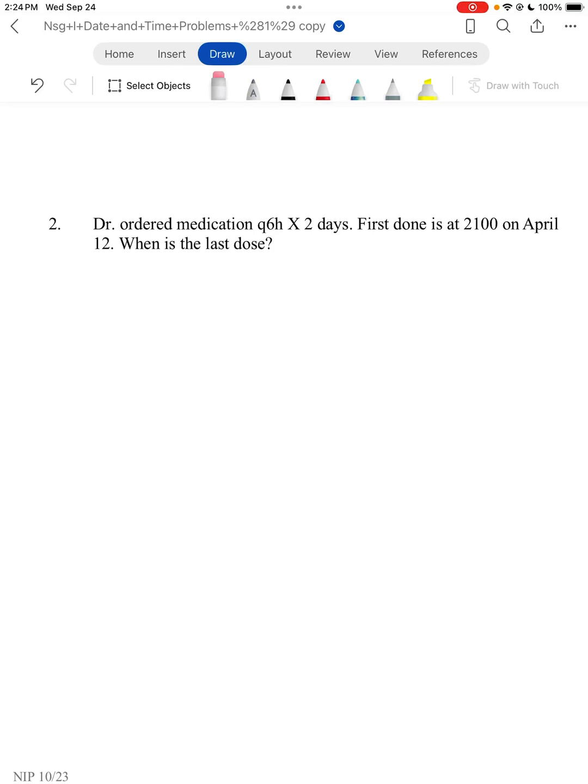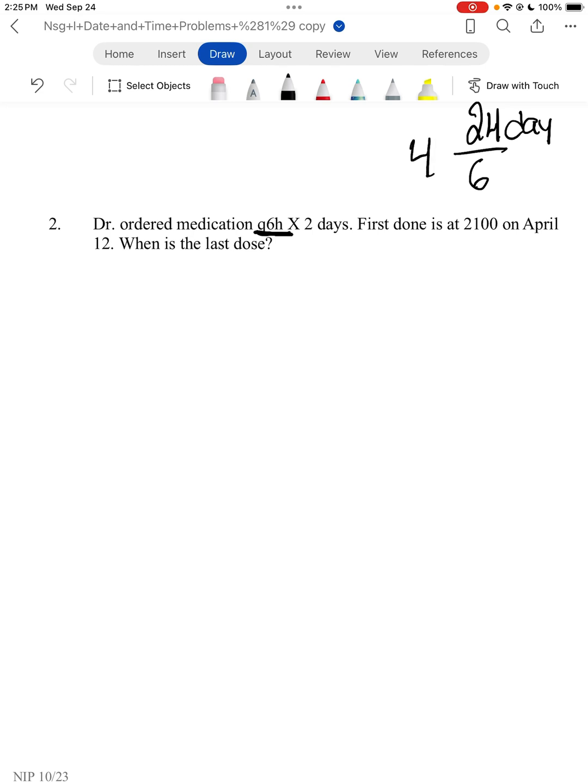Last dose. So first and foremost, the most important thing you need to know is that when you have Q6, you need to find out how many times you will be giving that dose. So how do you do that? There's 24 hours in a day, correct? So if you divide this by 6, how many times would you have to give the dose? That would equal 4.